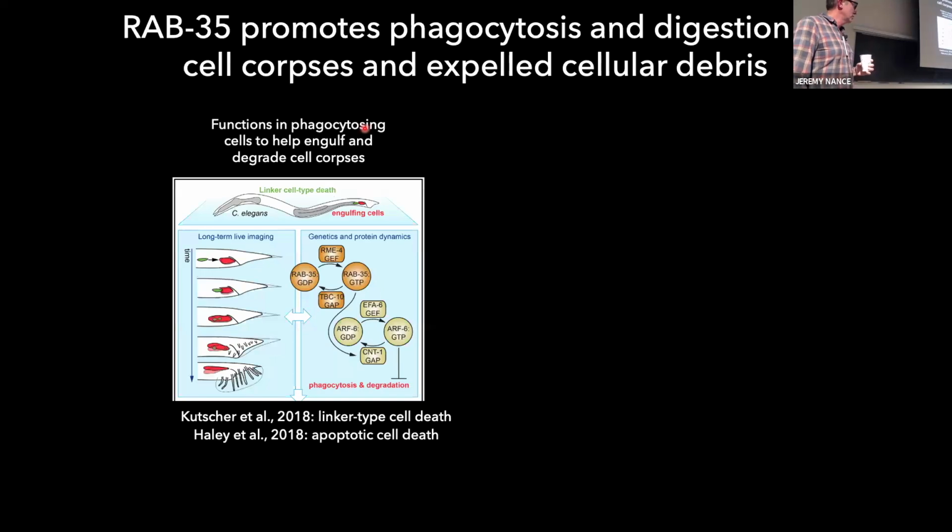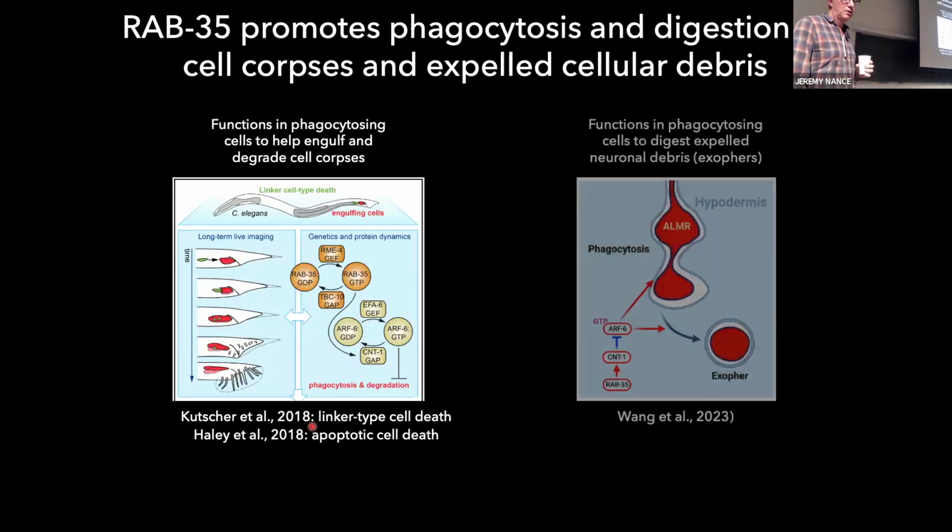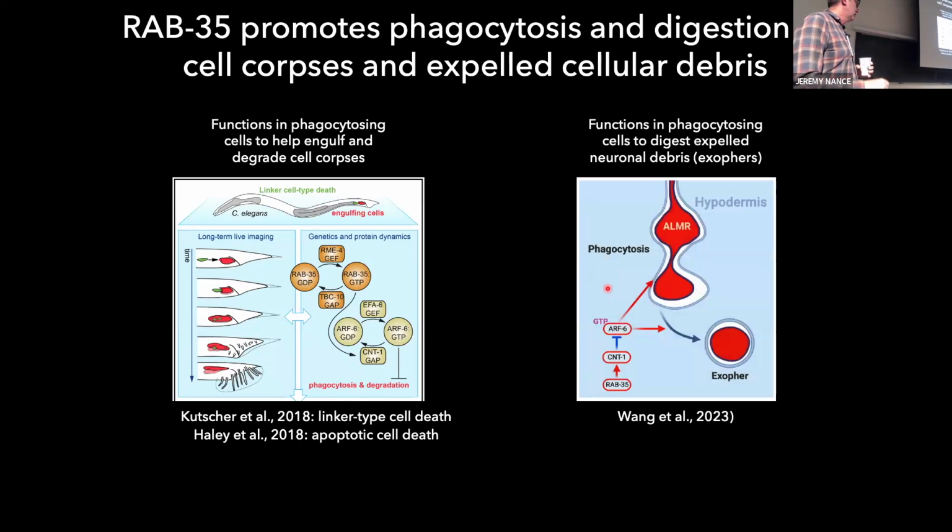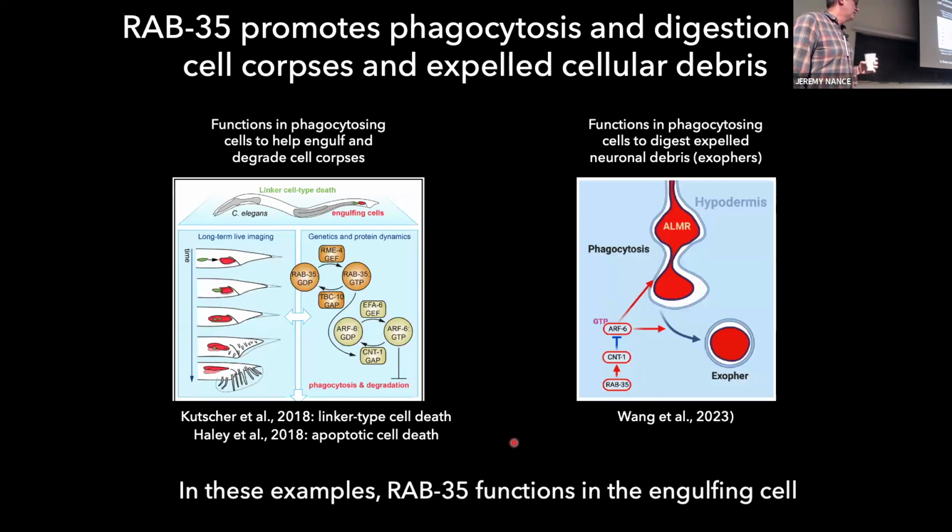Okay, interestingly for us, it had been identified in 3 different studies for its role in phagocytosis. In 2 of these studies, it was shown to take up cell corpses. And in this study, it was shown to take up a structure called an exopher, identified by Monica Driscoll's lab, that neurons release, and the neighboring skin cells take up these exophers and then presumably get rid of them. And in all of these cases, RAB35 was shown by these groups to function in the engulfing cell.